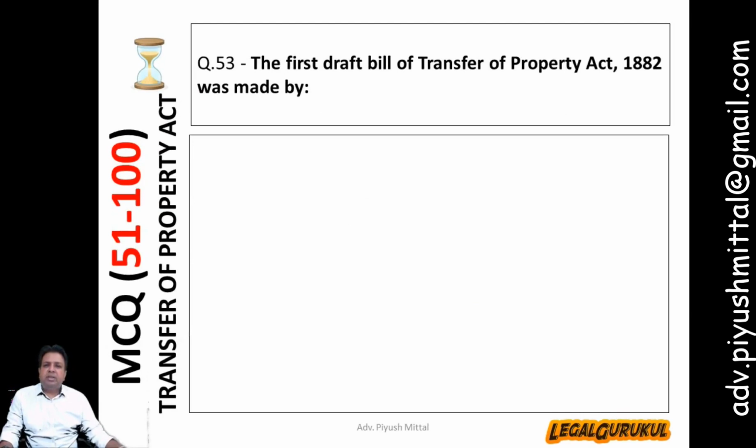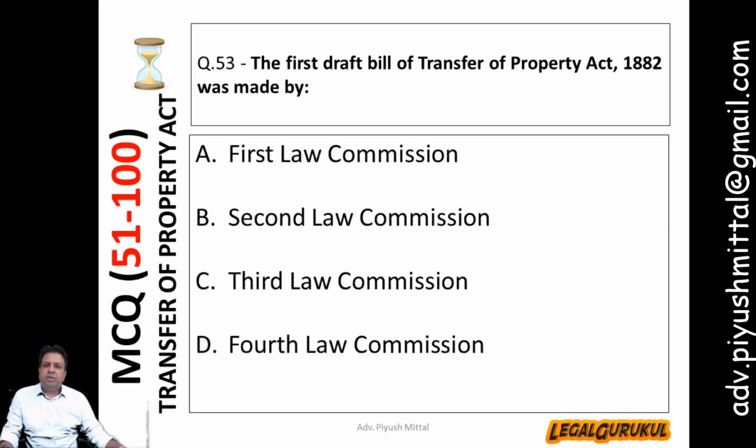Question number 53. The first draft bill of Transfer of Property Act 1882 was made by option A, First Law Commission, B, Second Law Commission, C, Third Law Commission, and D, Fourth Law Commission. And the correct answer is option A, First Law Commission.